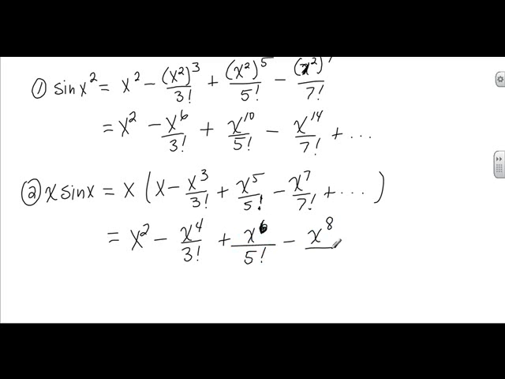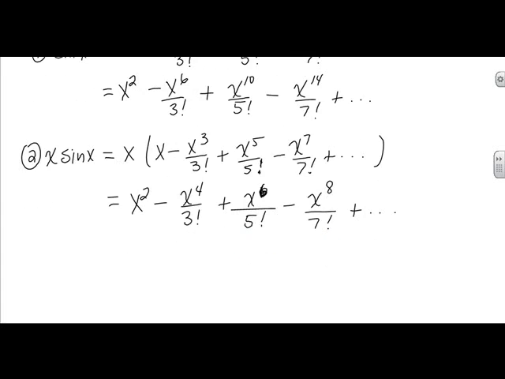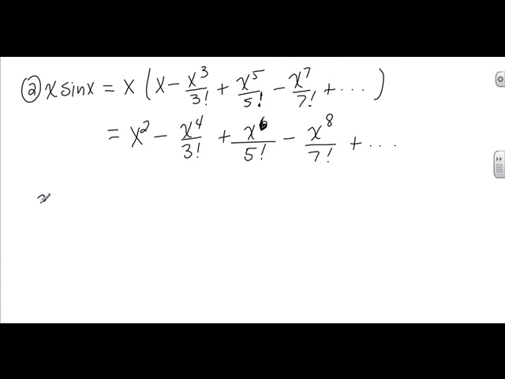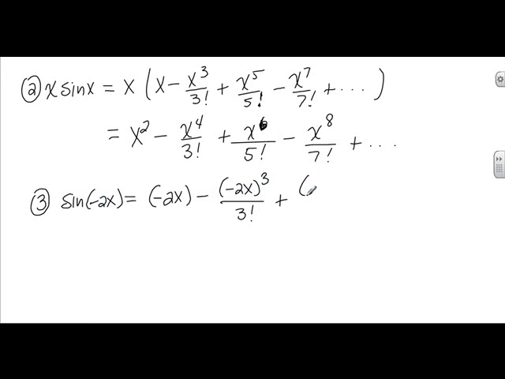And then of course our third series, the sine of the quantity negative 2x. Be careful with that sign. So we are substituting negative 2x in our original function every place there was an x. Then x to the 5th power over 5 factorial, that should be a minus, negative 2x to the 7th over 7 factorial, and so on.